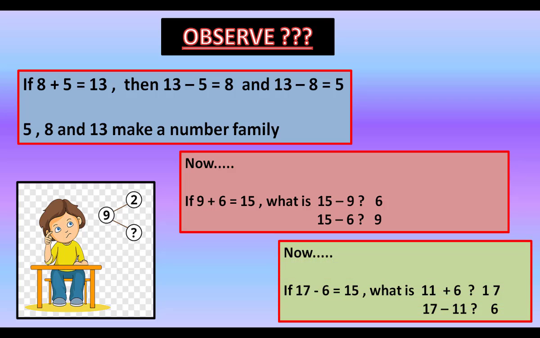Now if 17 minus 6 is 15, what is 11 plus 6? So the answer is 17. And 17 minus 11, you get 6. So here numbers 6, 11 and 17 make a number family.